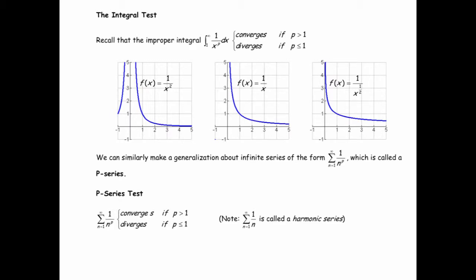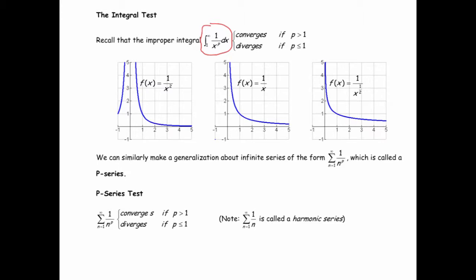So recall from an earlier chapter or video that we looked at improper integrals of many forms, but in particular this form, and we noted that depending on what p is, this integral will either converge or diverge. So if p is bigger than 1, it converges, and if p is less than or equal to 1, it diverges.